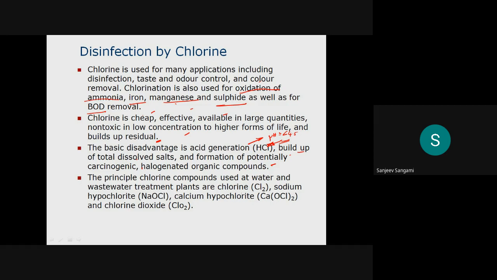The principal chlorine compounds used at water and wastewater plants are chlorine, sodium hypochlorite, calcium hypochlorite, and chlorine dioxide. Sodium hypochlorite and calcium hypochlorite are powder forms. Cl2 and ClO2 are in gaseous forms.